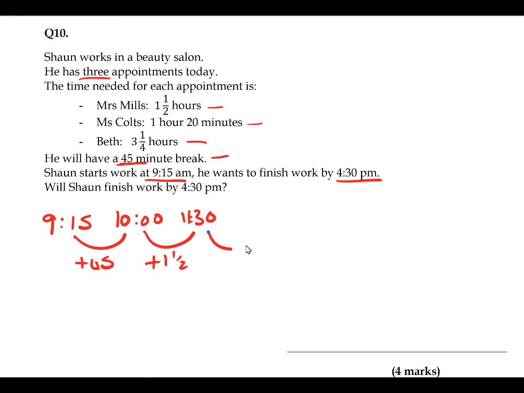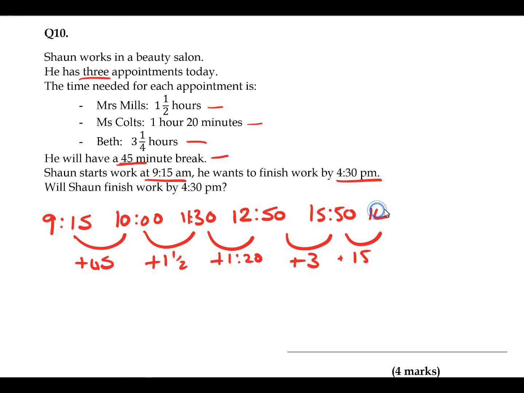Then we add 1 hour and 20 minutes for Miss Colts, so we'll end up at 12:50. And then we have Beth, so let's add the 3 hours for Beth first, which is 15:50, and then we need to add the 15 minutes for Beth, which is 16:05. So, will Sean finish work by 4:30? Yes, he will.